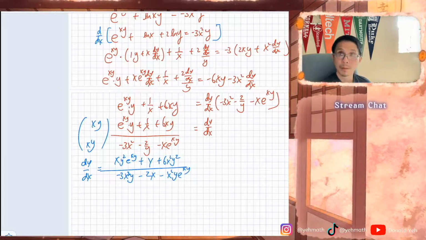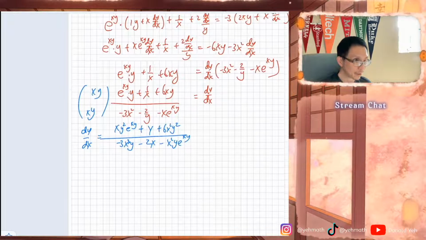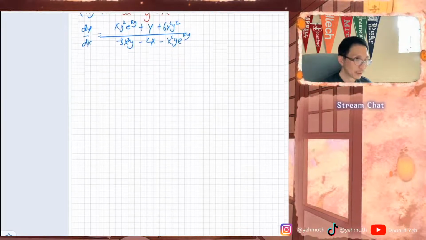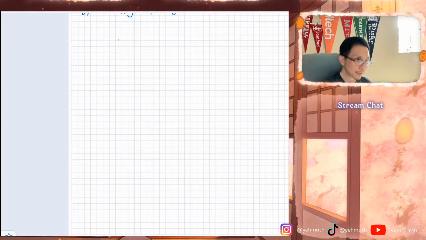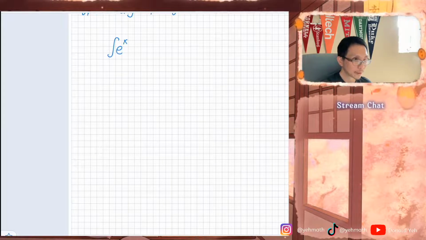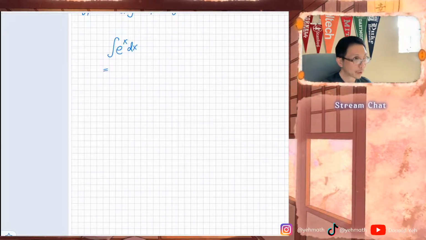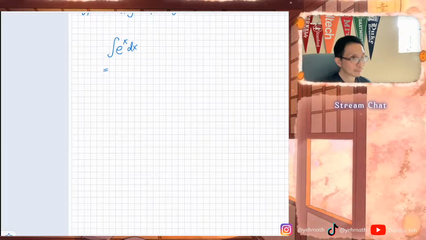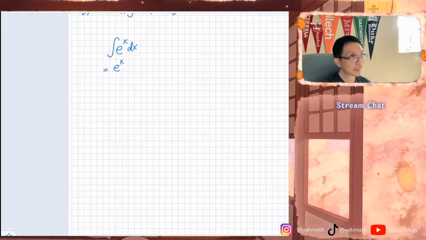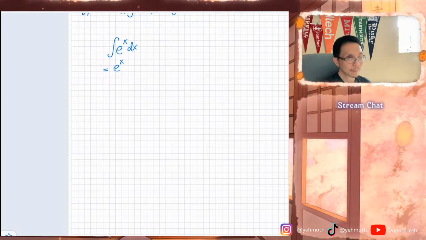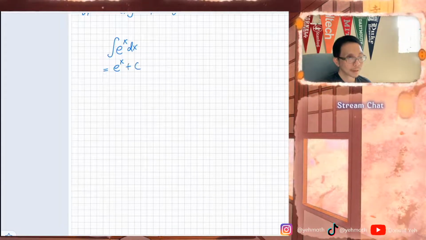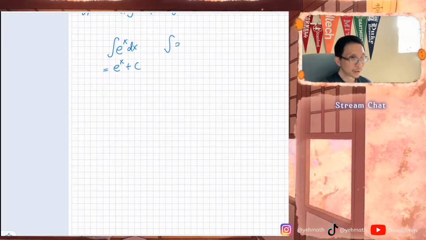So this is the question that we're going to be dealing with, which is, what is the integral of e to the x? What do you think? Very hard. Missing something. Part C. Okay, good. What is the integral of e to the u?